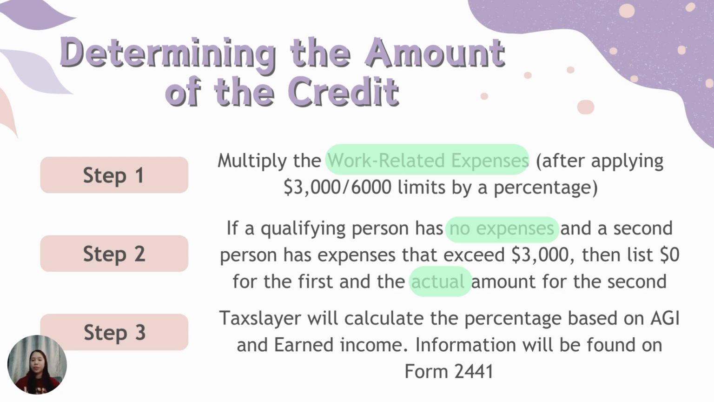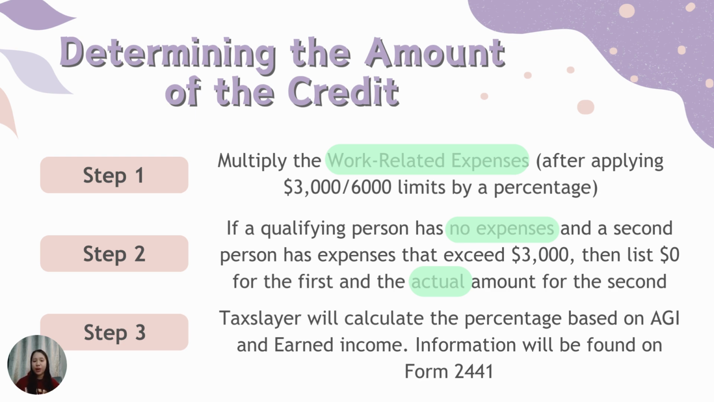Okay, so we kind of went over this before, but just to sum up, how to determine the amount of the credit is you multiply the work-related expenses after you apply the $3,000 and $6,000 limits by the percentage, which is 20 to 35%. And that is the amount that you can take as a subtraction from your total tax amount. If a qualifying person has no expenses and a second qualifying person has expenses that exceed $3,000, list the first person as $0 for expenses and then the actual amount for the second, so they can kind of bleed over.